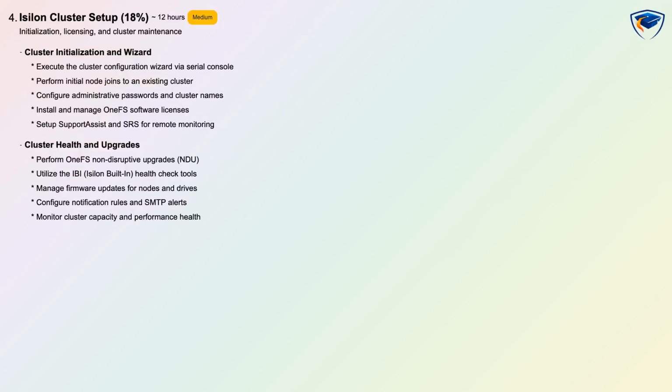Under the ISILN File Access domain, you'll also learn about HDFS and S3 data access, where you'll enable and configure the HDFS service for big data, implement S3 buckets and access keys for object storage, define multi-protocol access logic for shared data sets, troubleshoot common protocol-specific access issues, and configure HDFS rack awareness and data pipes.